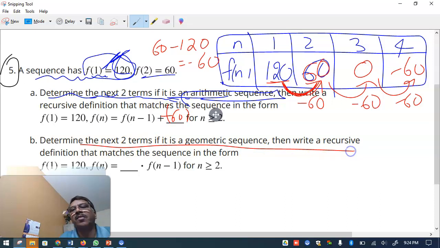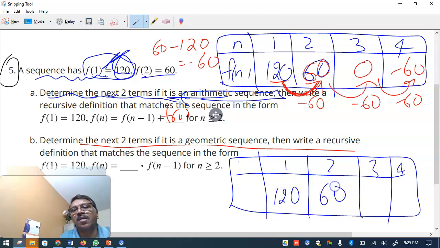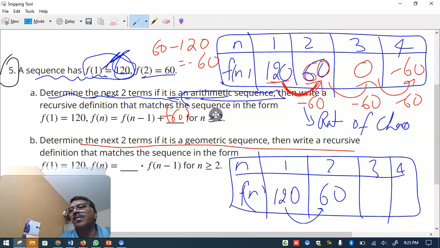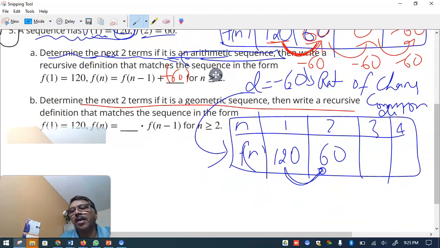But if it is a geometric sequence, that means this time, we have 1, 2, 3, and 4, and this is 120 and 60, this is n, and f of n. So what is the growth factor? Remember, the rate of change is also called the common difference. So I want you guys to get that d is minus 60 here. Okay, now in this example, we need to know what multiplies 120 to get 60.